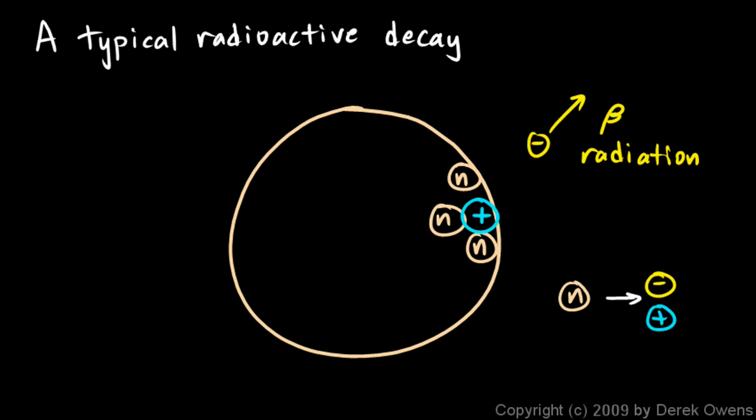Now remember, the atomic number of an element is the number of protons that it has. And the number of protons, the atomic number, determines what element it is. So this is now a different element. It now has one more proton than it used to. But something else can happen.